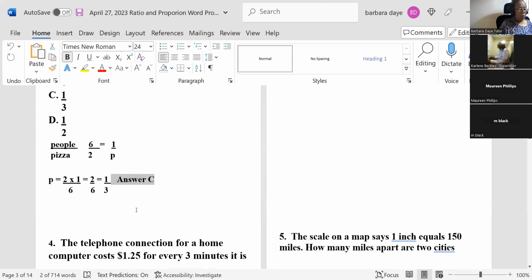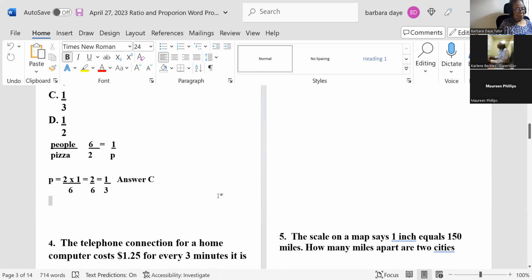Yeah, you just put people over pizza. 6 people ate 2 pieces. Then one person would eat, like you called it, P. Solve for the P, and that gives you a fraction because you got numerator over the denominator, 2 over 6, and that simplifies to 1 over 3.